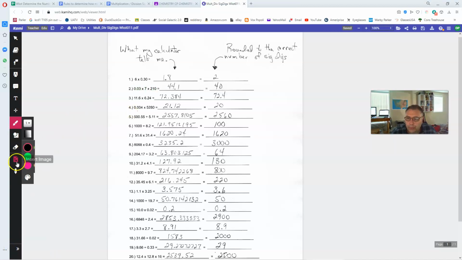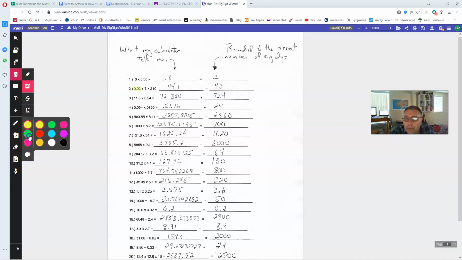All right, let's try the next one. Let's do problem number 2. Okay, we are going to multiply 0.03 by 7 times 210. If we type those 3 things into our calculator, we're going to get the number 44.1. Now, 44.1 has 3 sig digs in it. However, when we go back and check over on the left-hand side of this equation, we find that these numbers over here limit our significant digits to only 1.